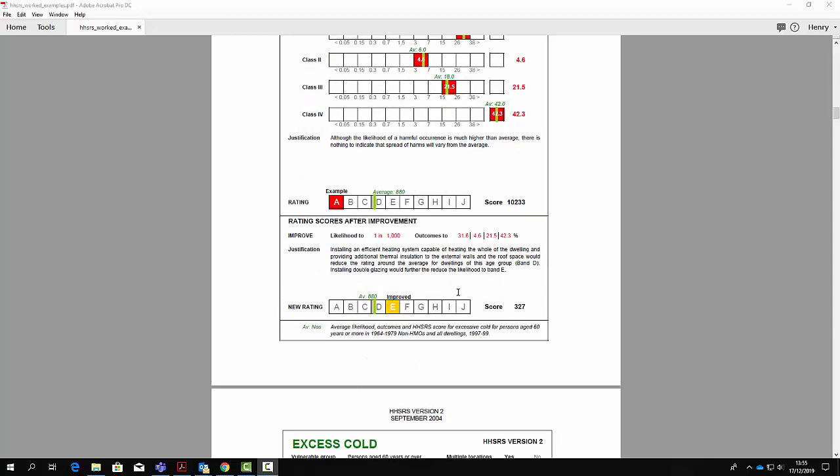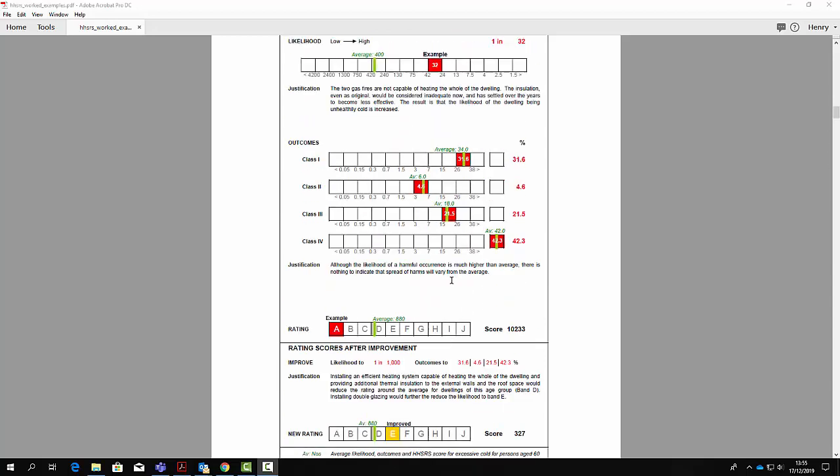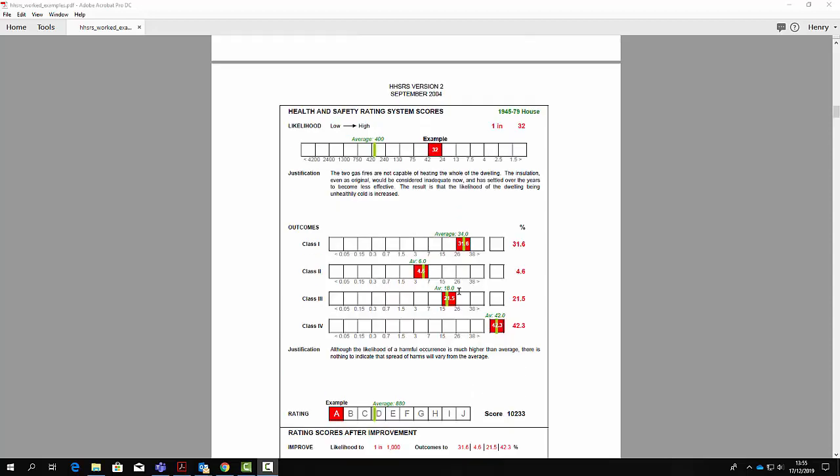Okay, don't worry too much about this rating scores after improvements. That's just suggesting some remedial action that can be undertaken. I just want you to have a look through one of these for me to talk you through it so you understand what it looks like when it's finished. Now we'll go back a few steps to consider it from the start again.